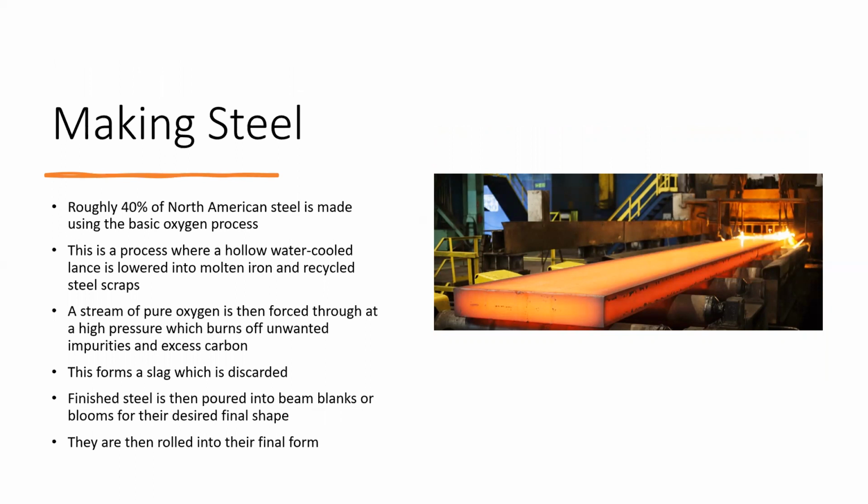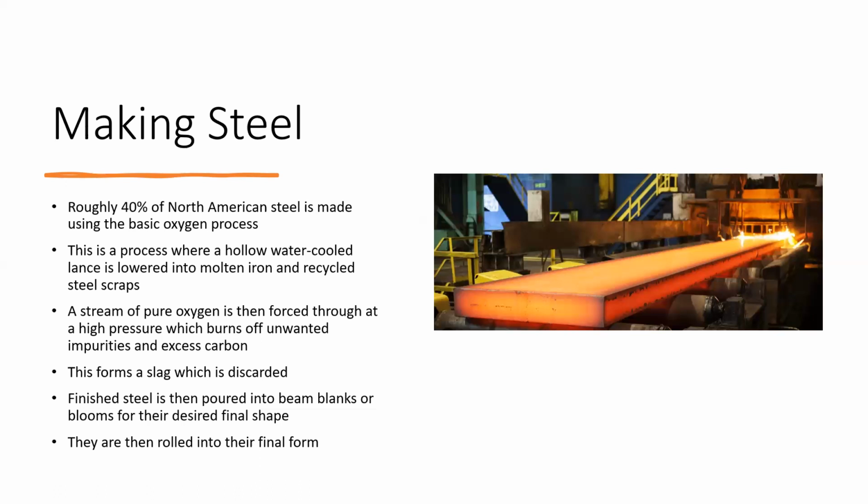A stream of pure oxygen is then forced through at a high pressure, which burns off unwanted impurities and excess carbon. This allows us to reduce all these impurities and excess carbon, and we can control where we want it to go. So you can make it so it burns off more and make the steel a little bit more flexible, or you can leave a little bit extra in there and make it a little bit stiffer of a steel. Lime and other materials are added to react with other impurities, particularly phosphorus.